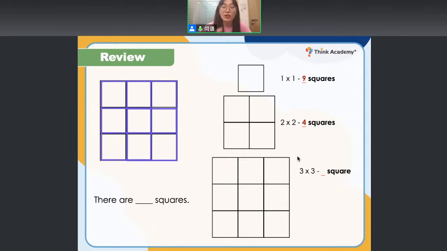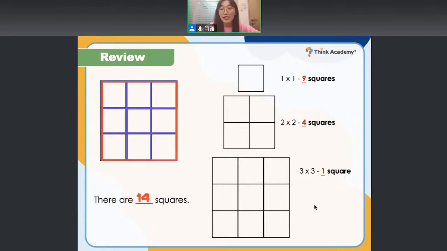And after that, let's have a look. How many 3 by 3 squares are there? Easy, right? Only one, the biggest one. Okay, so what is the last step? For the last step, you just add all of them together. So that is 9 plus 4 plus 1, which is equal to 14. Okay, 14.